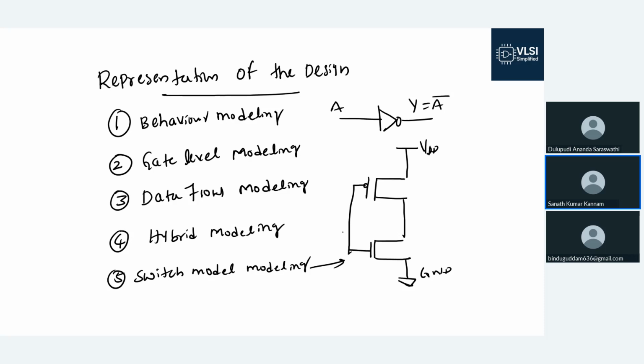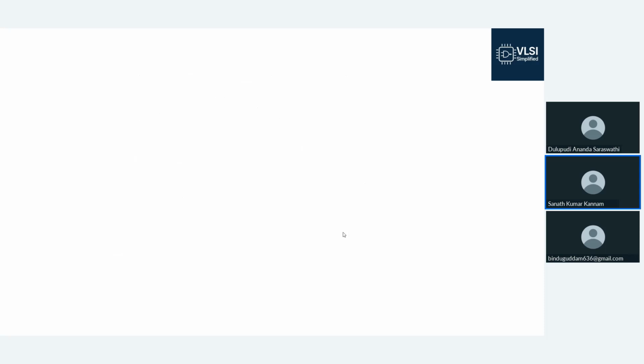This is very complex. If you want to design, this is very complex. We are not preferring this. So mainly we will use behavior modeling, data flow modeling, gate level modeling, and hybrid model. We'll see what this is. So first, behavior modeling. So what is behavior modeling?